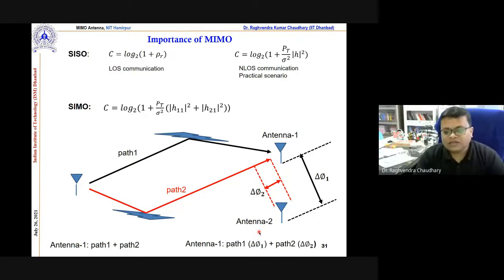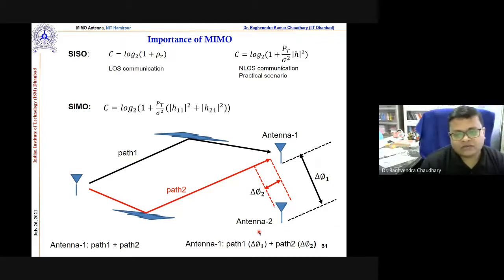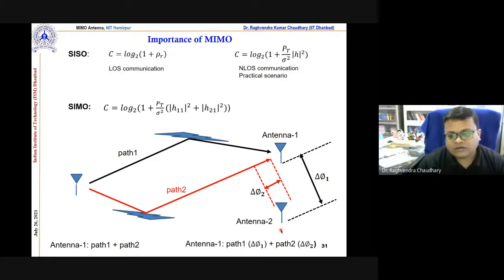The thing is, as I told you, if you are using a diversity scheme, then the antennas are fading in a different way. So here you can see this antenna diversity. If you use multiple antennas, you are making your system very reliable.